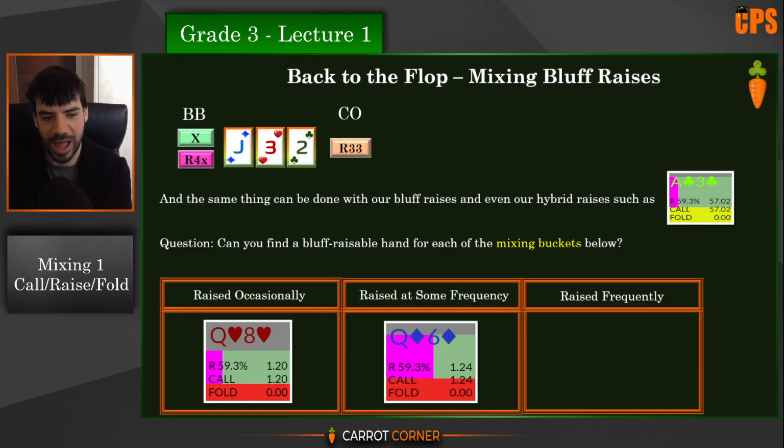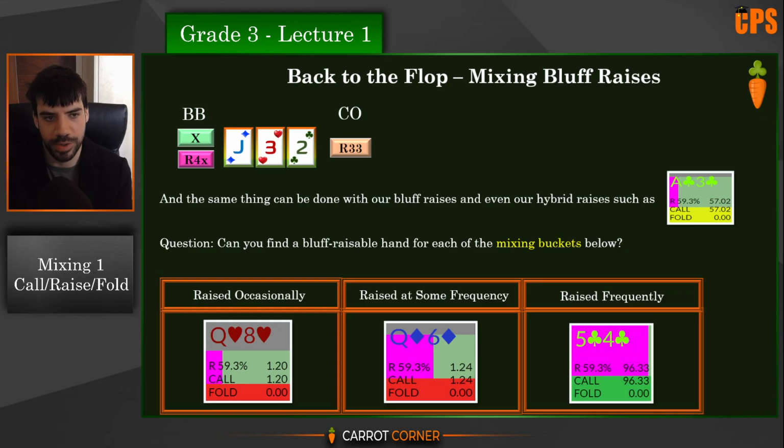When we think about having an 8 or a 9 relative to having a 6, we can get away with more 6-6 raises, i.e. we don't become exploitable as quickly by adding those to our range, because our opponent has more folds that are unblocked by the 6 than they do that are unblocked by the 8. Kind of a finer point, but definitely worth understanding.